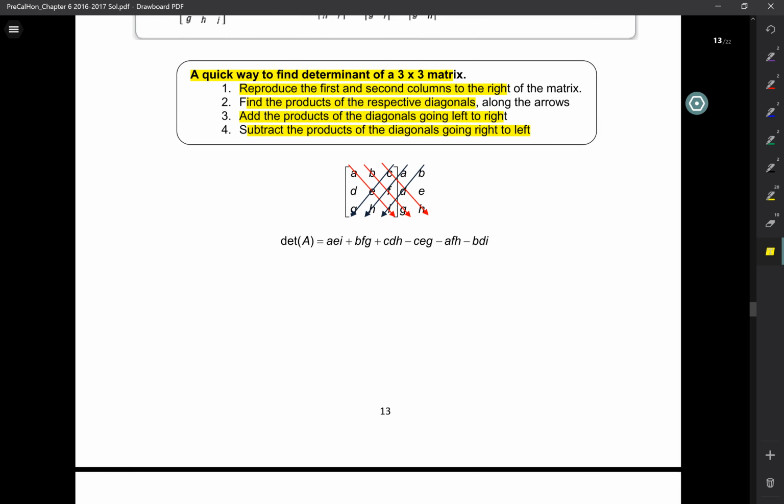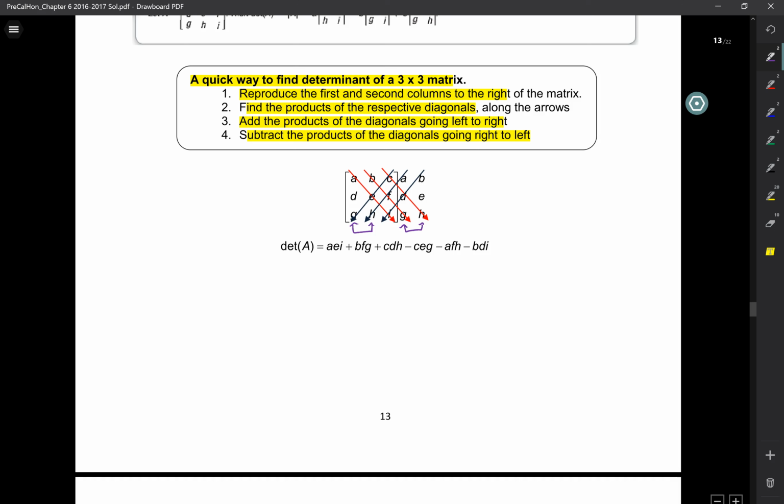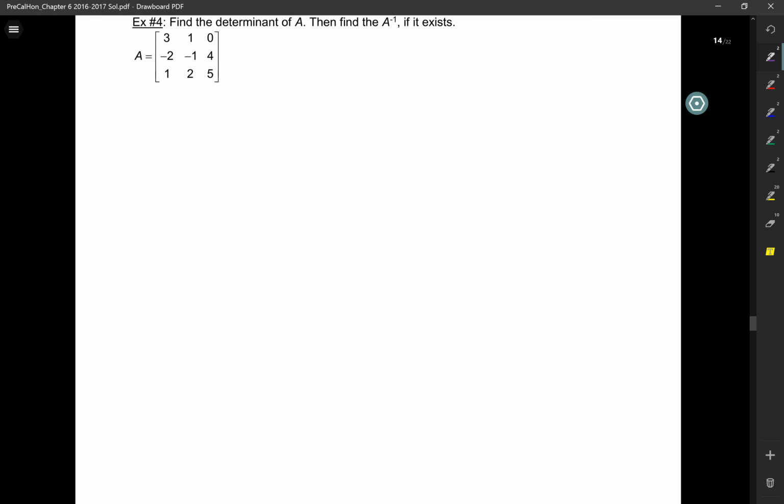Okay? What does that mean? Look. We take these two columns and we just reproduce them here. Now, I multiply and I add all the numbers along the diagonals. So for example, I have an A times an E times an I, a B times an F times a G. So I add all of the products along the red diagonals, and I subtract all of the products along the black diagonals. All right, let's just do an example.